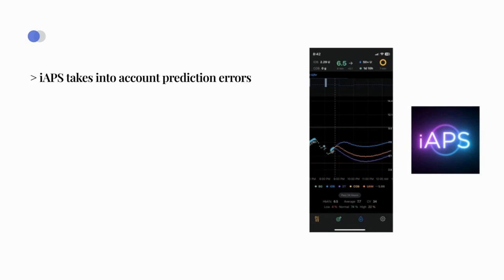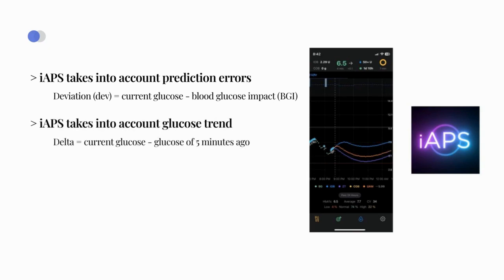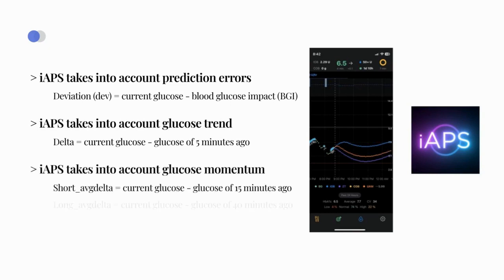iAPS takes into account prediction errors, because the eventual BG prediction is adjusted based on the deviation between the current glucose and the predicted glucose, also known as the blood glucose impact. The algorithm also considers the glycemia trend by calculating the delta, or the difference between the current and past glycemia. And it also takes into account the short-term and long-term glucose momentum, which is the amount of change between the current glucose and the glucose of 15 and 40 minutes ago.